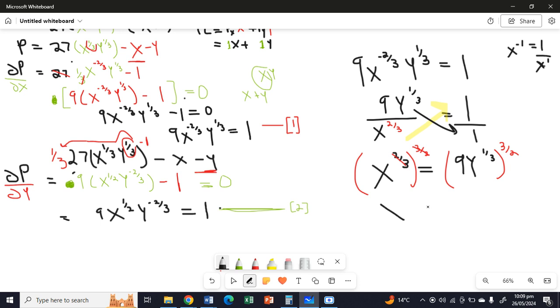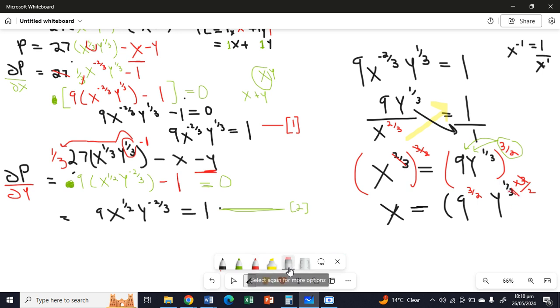Now on the other side here, this 3 over 2, we're going to distribute it to 9 and y. So here we have 9 to the power 3 over 2. Then here we have y to the power 1 over 3 times 3 over 2. So 1 over 3 times 3 over 2, these 3's cancel each other. So you have 1.5. So you have y to the power 1.5.